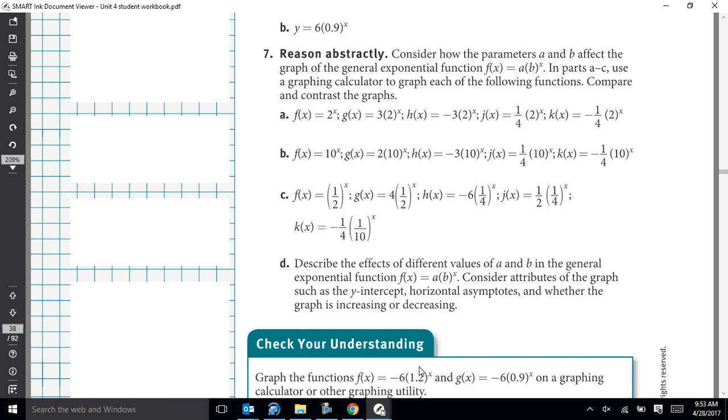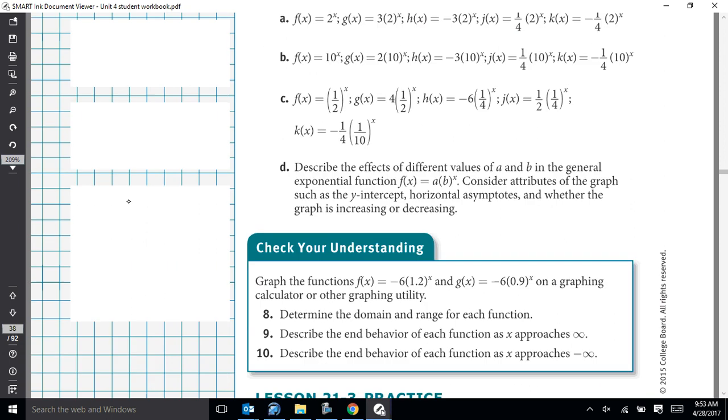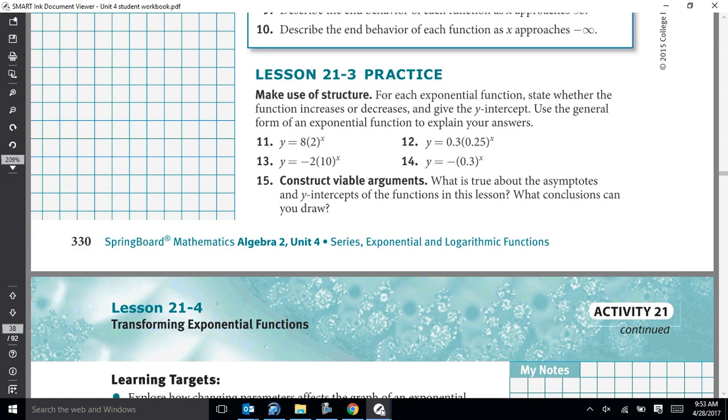You guys have questions? Okay. All right, so then your homework is going to be number 11 through 15 at the bottom of the page.